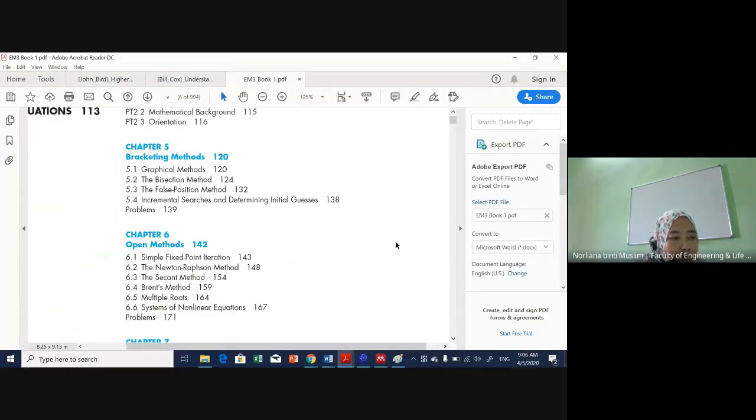Okay, so for the second CLO in ebook 1, it is on this page. Bracketing method has the same meaning as the closed method. So these are the methods, but I want to start with the bisection method.